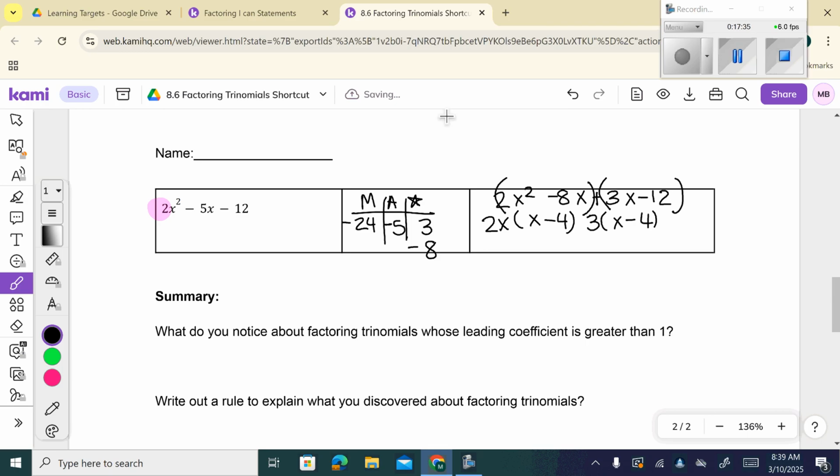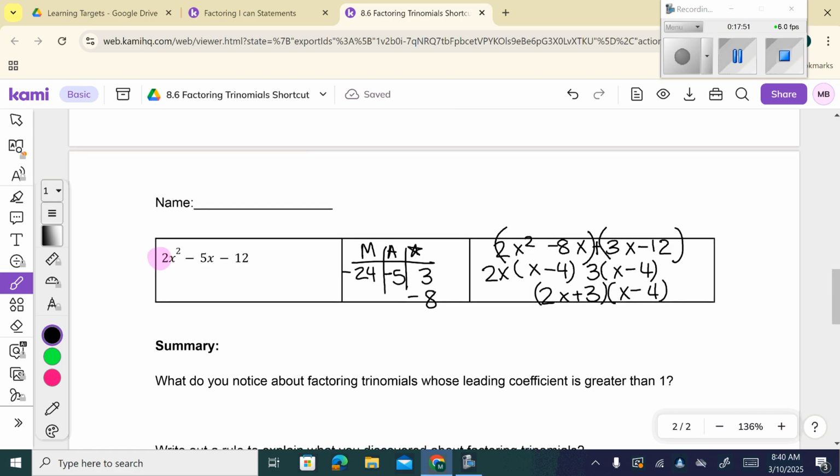How do I know I'm on the right track? They match, so you're going to have 2x plus 3 and x minus 4. All right, so which ones can I use the shortcut on? When the coefficient is 1. If it does not have a coefficient of 1, you have to do it the long way.